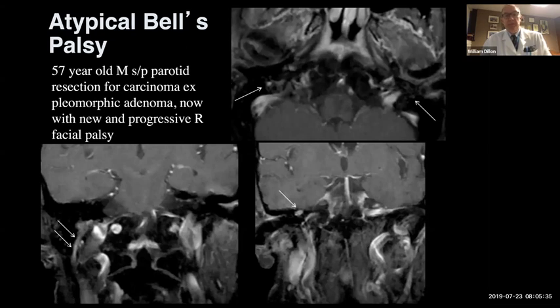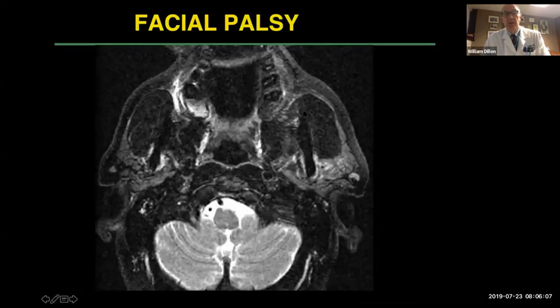So here's an example of a patient with atypical Bell's palsy. He had a former parotid resection for carcinoma ex pleomorphic adenoma, and now presents with new progressive right facial palsy. And indeed, when we scan with a coronal MR, we see abnormal enhancement coursing up along the facial nerve just above the cochlea, all the way back into the temporal bone. Here it is enlarged on the left and normal on the right. So we have to look very, very carefully.